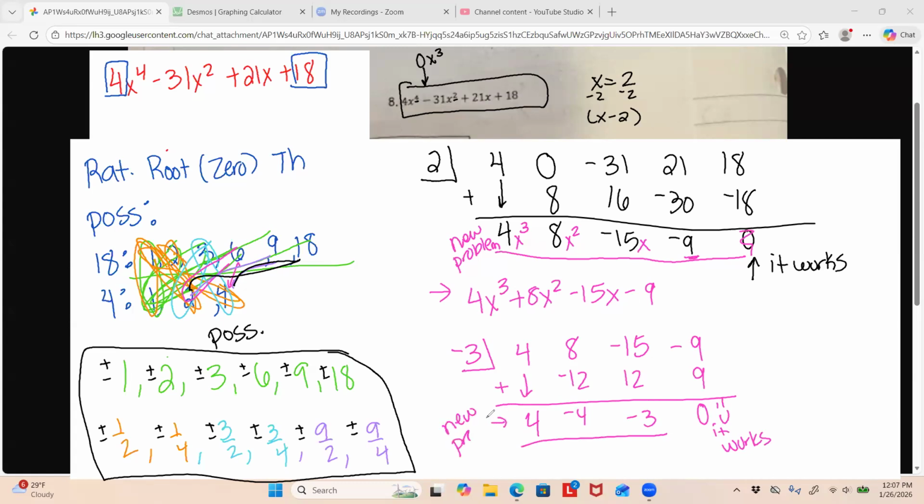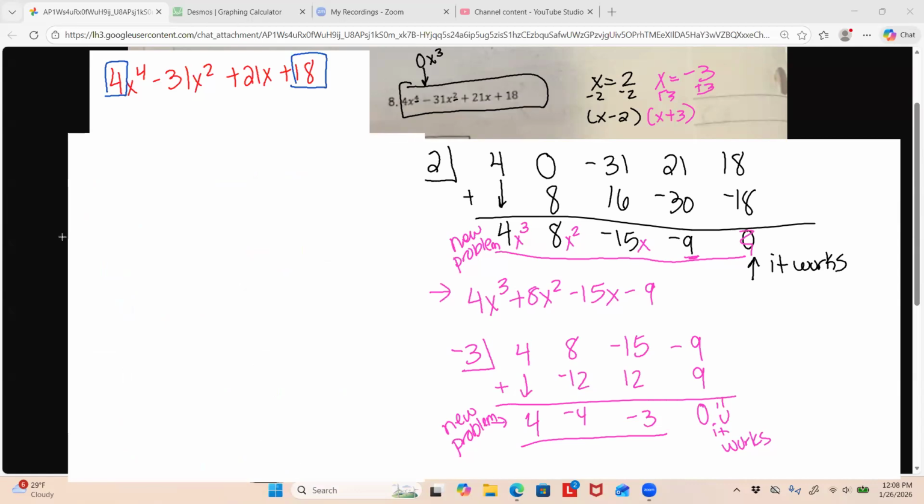So the answer from that one is x equals -3. To get the factor, just add 3. So we have 2 factors now, up there at the top of the paper. All right, new problem. I'm going to be in blue. So this, who cares about the 0?